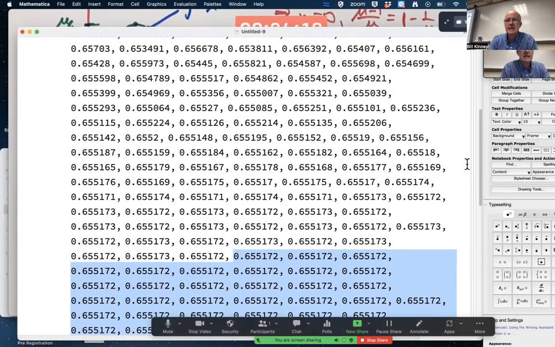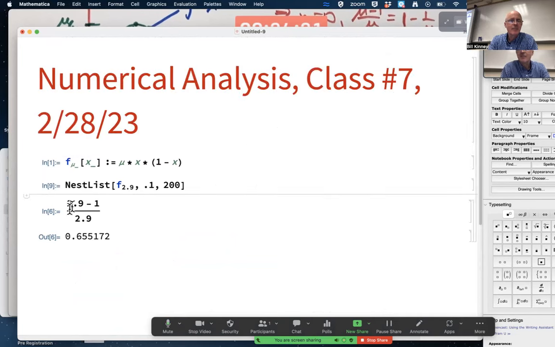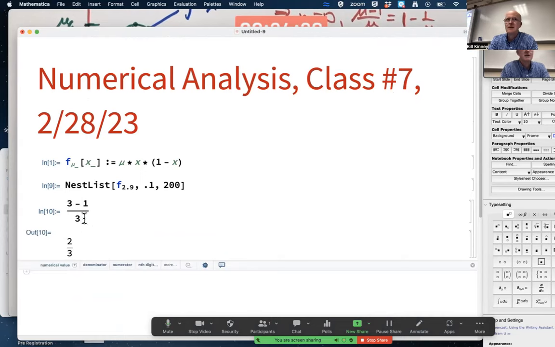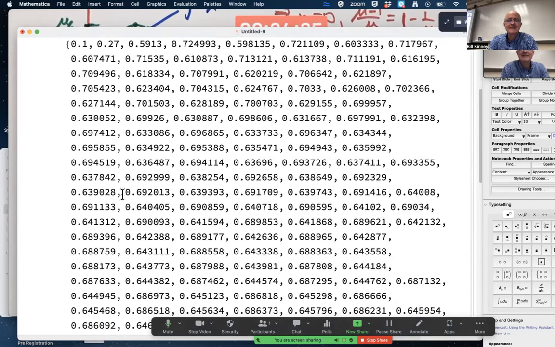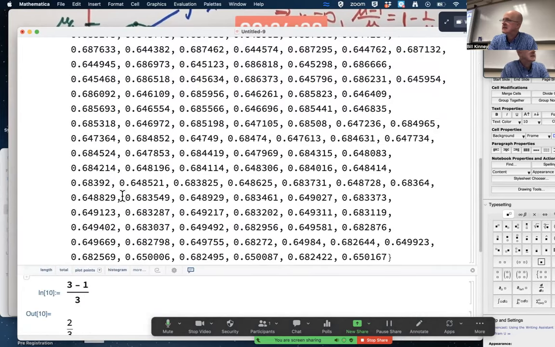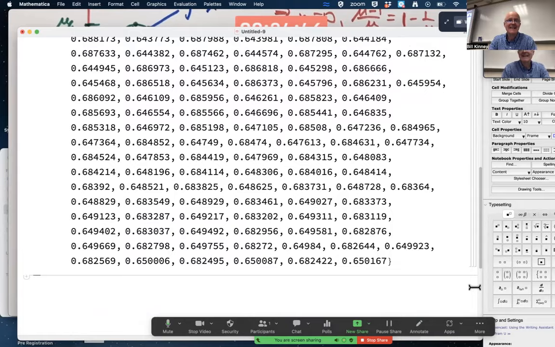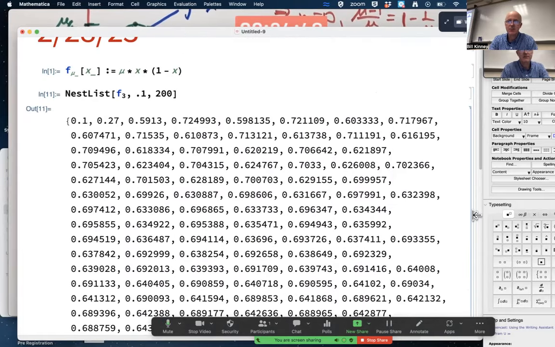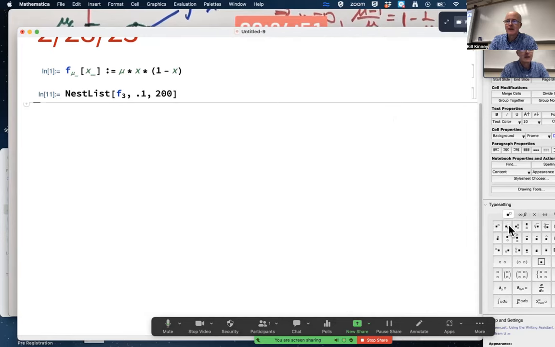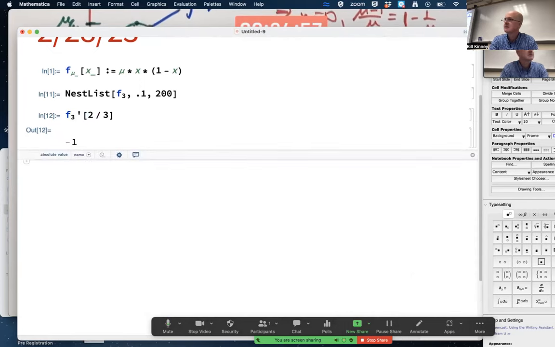What about if mu is 3? Exactly. The fixed point still is at mu minus 1 over mu, which is 2/3 if mu is 3. 0.6 repeating, but will the iterations approach 0.6 repeating? Well, if they do, it's very slowly. What's going on there? The derivative is -1 in that case. The derivative at that fixed point. F sub 3 prime of 2/3 is -1.